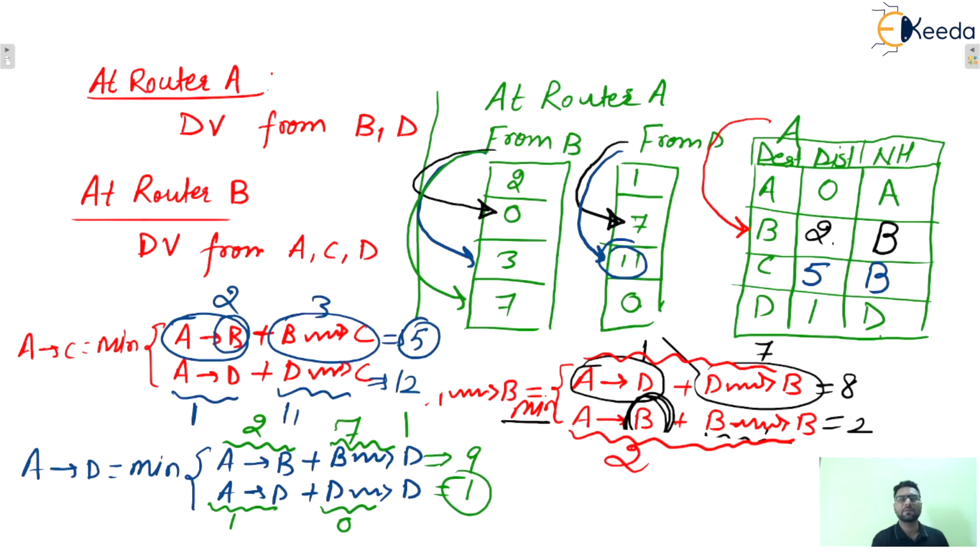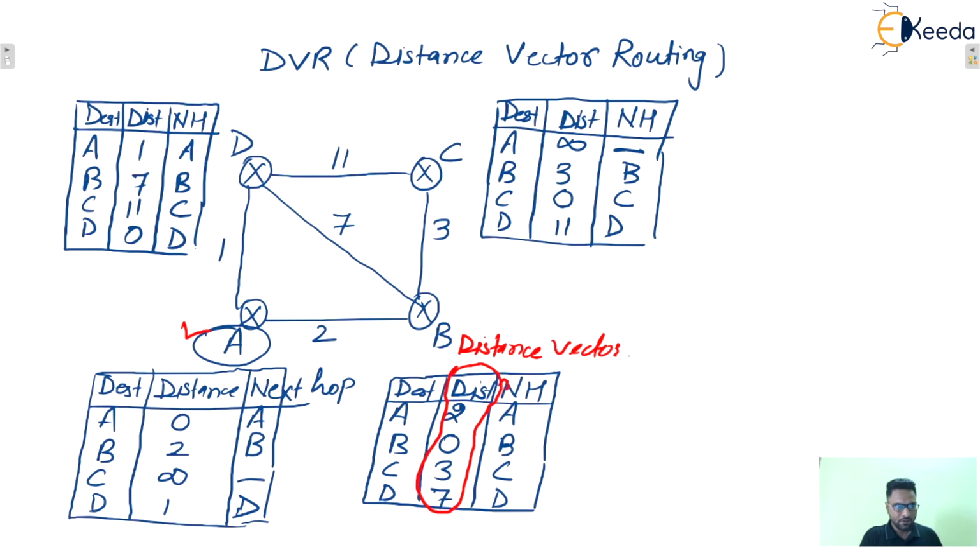Now this is the updated distance vector of A, or the routing table of A. Similarly, other routers will get the distance vectors from the neighbors only. So this table will be updated. This entry will be 0, 2, then this becomes 5, and the next stop becomes B. Some updations are there. So in this manner you can calculate.